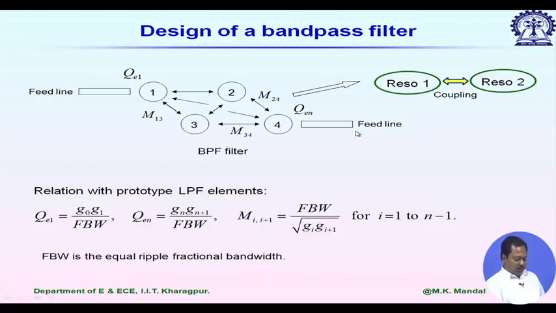Let us consider then how to design a band pass filter directly. For band pass filter design we use resonators, coupled resonator systems. Obviously it will be a 2-port network, port 1 and port 2 connected to my millimeter wave systems, which is a 50 ohm system.